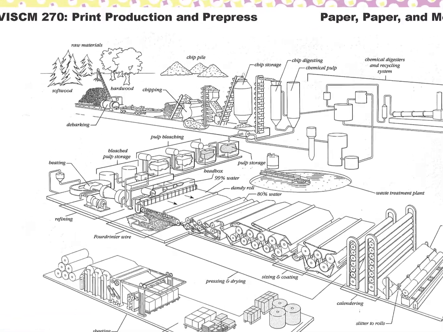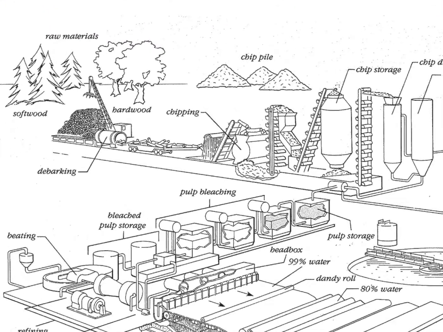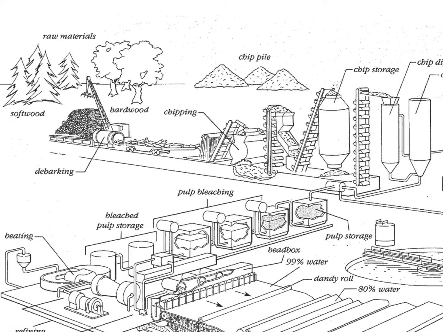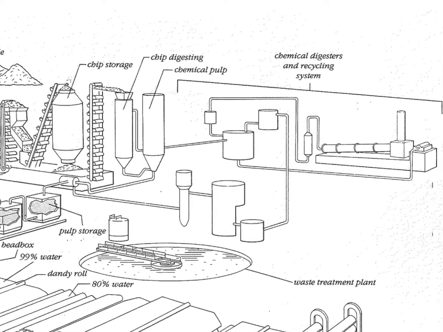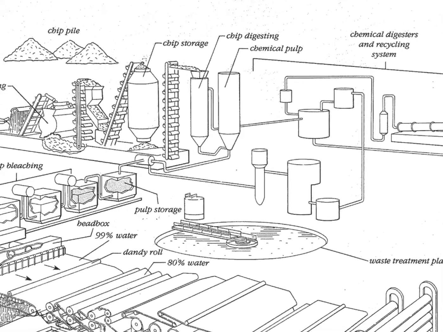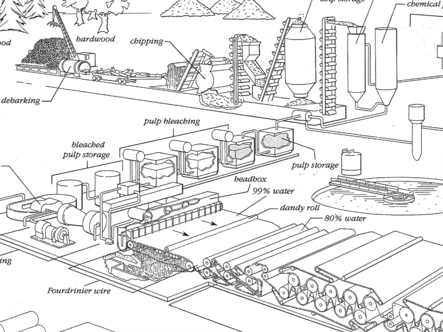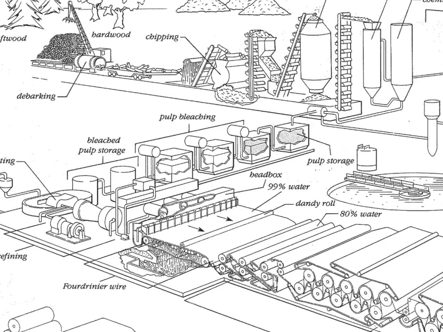It starts by chipping up the tree into very fine chips, which get mixed with water and chemicals into a pulp mixture. Chemical pulping breaks down the chips into tiny fibers. Those fibers get stirred and mixed together into a slurry, and it gets cleaned and bleached so it becomes white.